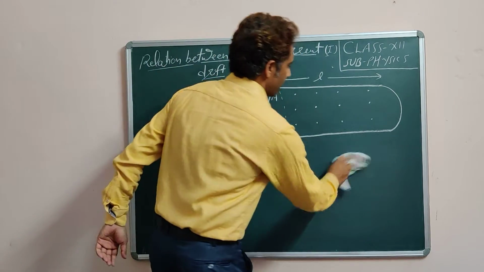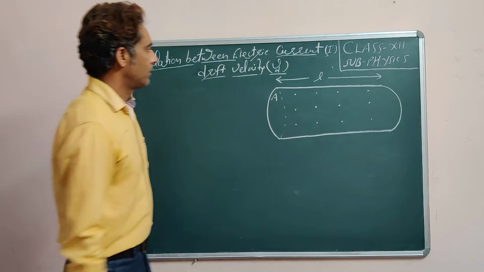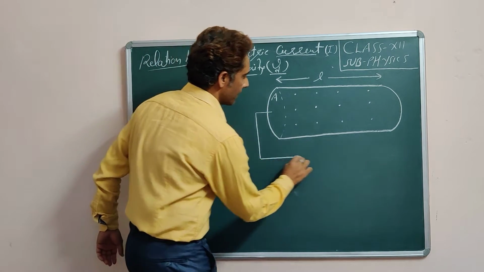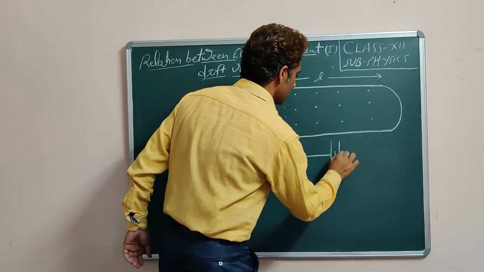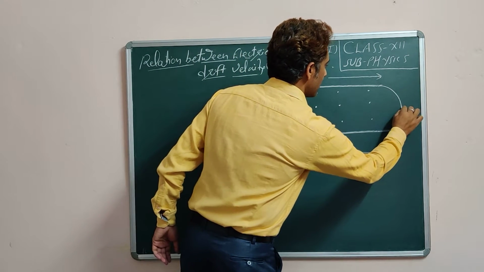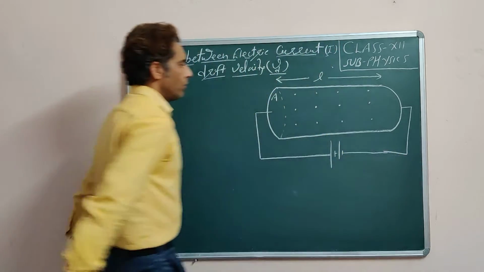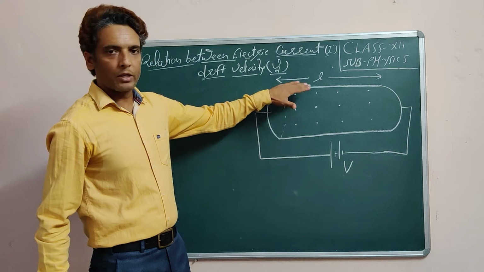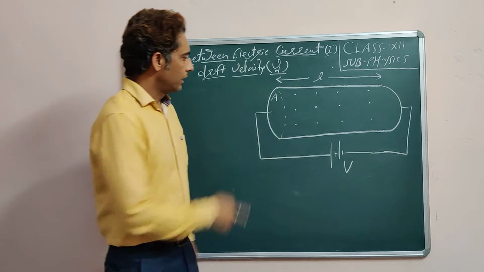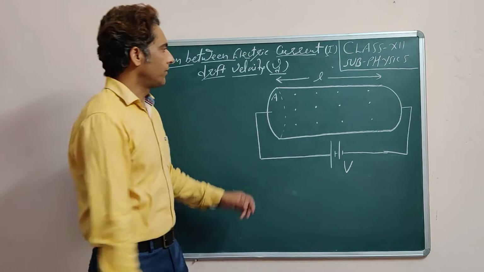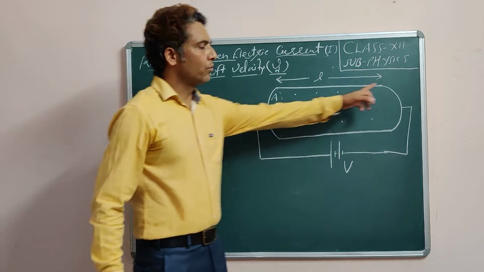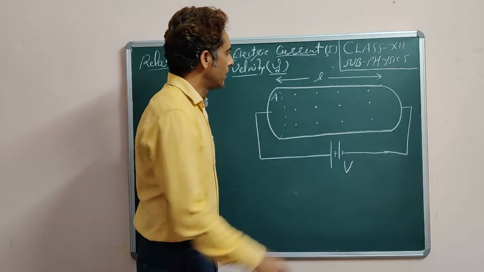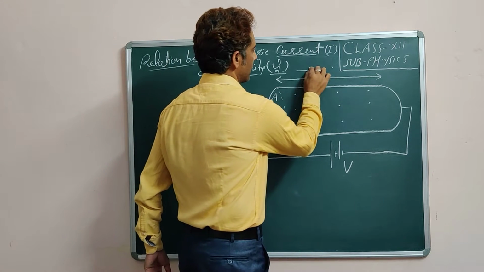Now what happens when we apply a potential difference? Let me apply a potential difference across its ends. Due to this potential difference, an electric field is set up across the conductor. In this case, the direction of the electric field will be from left to right. This end is at higher potential and this is at lower potential. So this is the direction of the electric field.